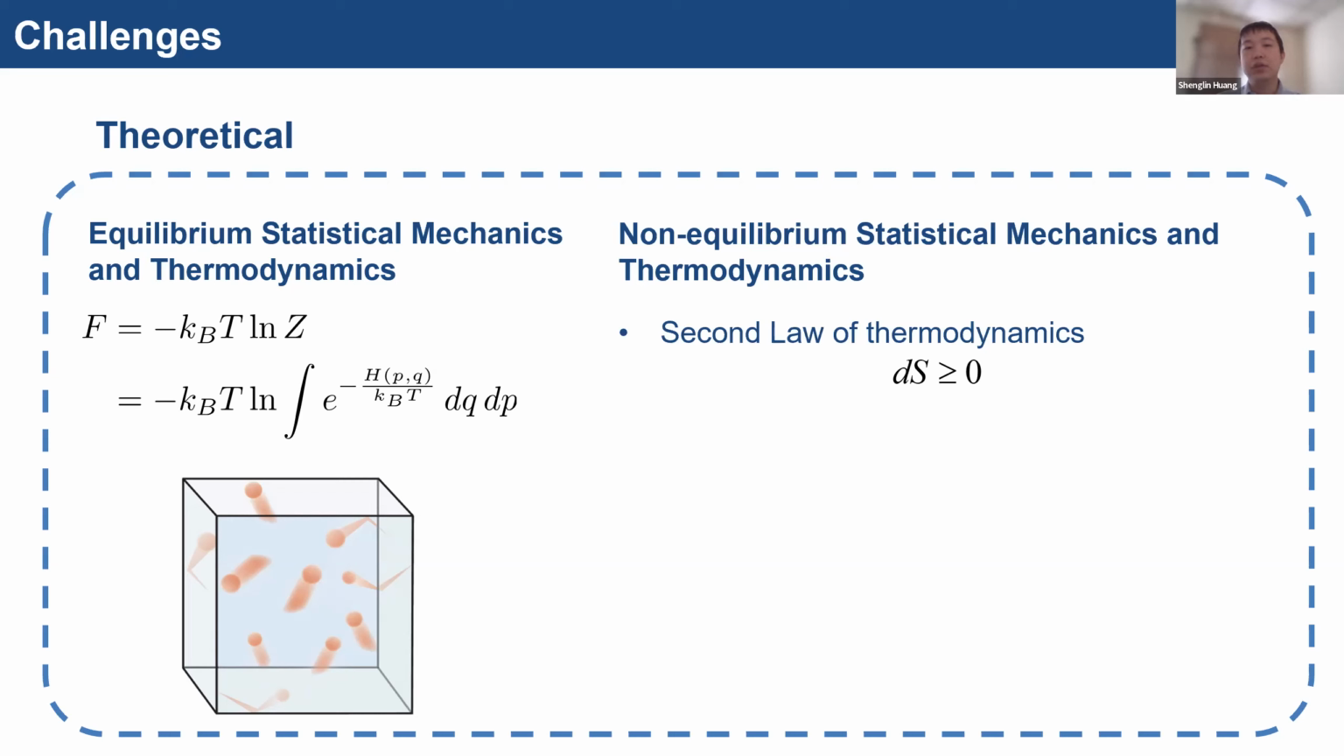The only well-accepted law is the second law of thermodynamics, which states that for a closed system, the entropy will never decrease. However, the second law only tells us an inequality. It is not an equality, which means we only know which direction the system evolves, but we don't know how the system evolves.